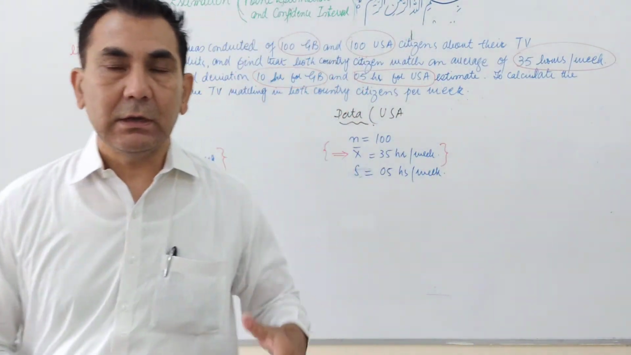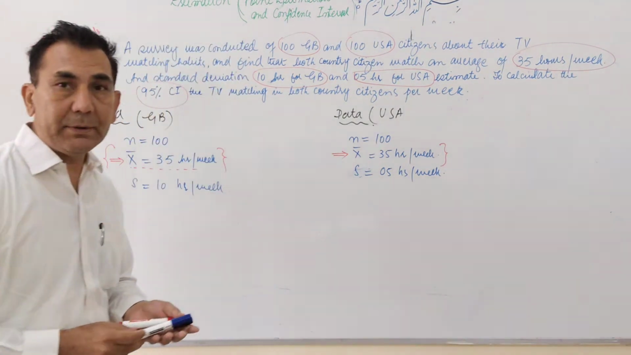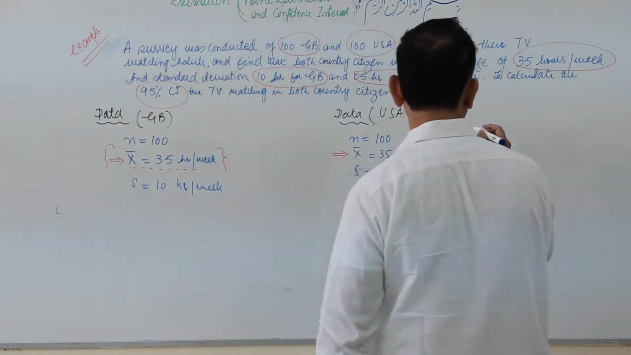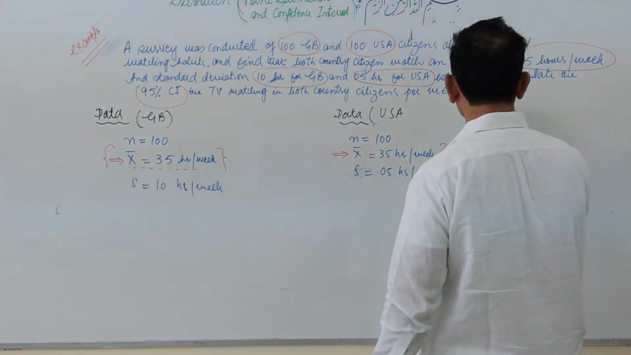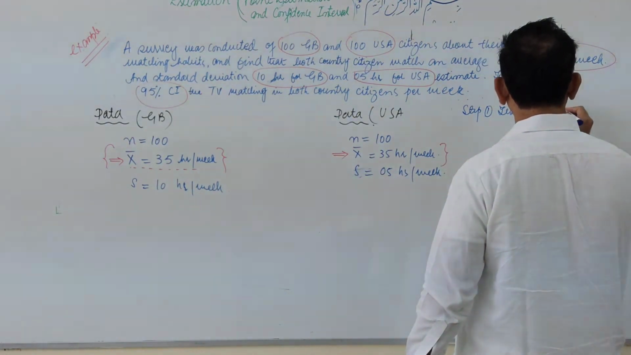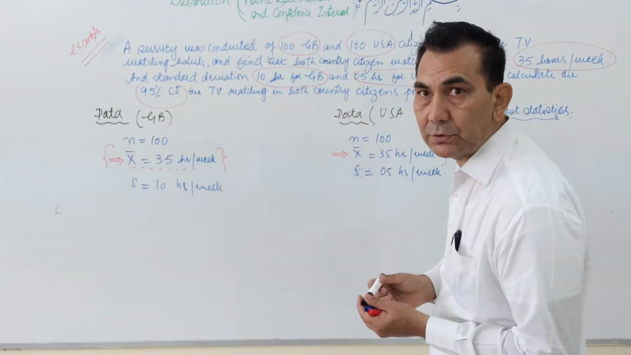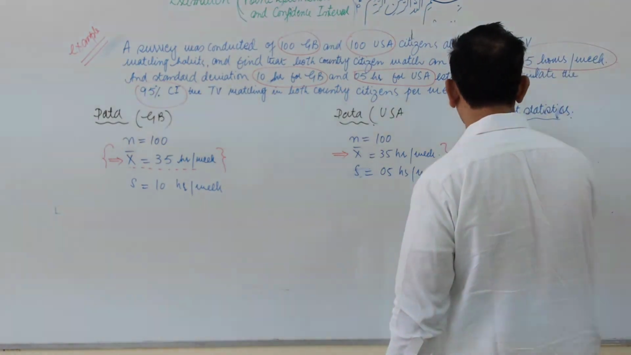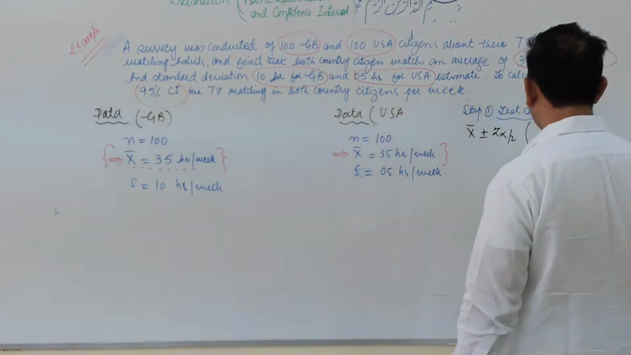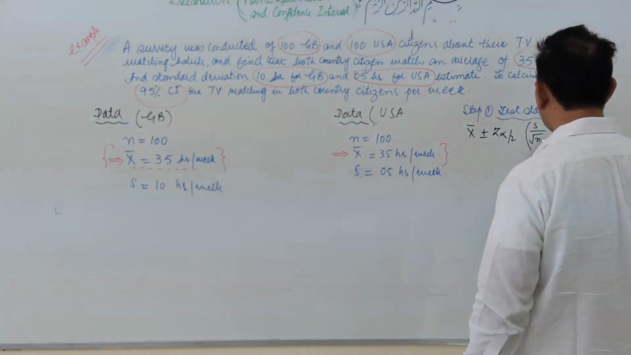Now we will calculate the confidence interval using the empirical formula. So what is the formula? The first step is the test statistics. In the test statistics, we will solve it through a formula. What is the formula? X bar plus minus z alpha by 2, multiplied by standard deviation divided by the square root of n.